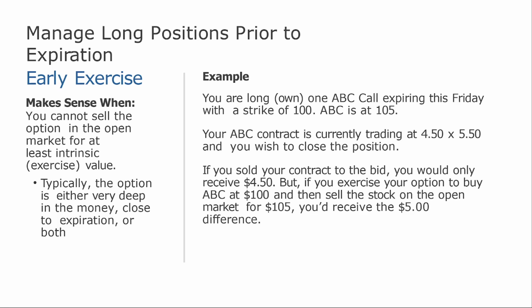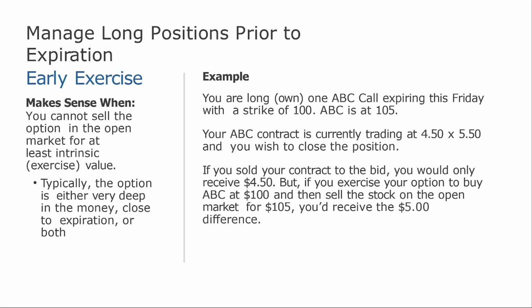So, an early exercise is going to make sense when you cannot sell the option in the open market for at least intrinsic value, and typically the option is either very, very deep in the money, close to expiration, or both. For example, you are long an ABC call expiring this Friday with a strike of 100. Right now ABC is at 105.